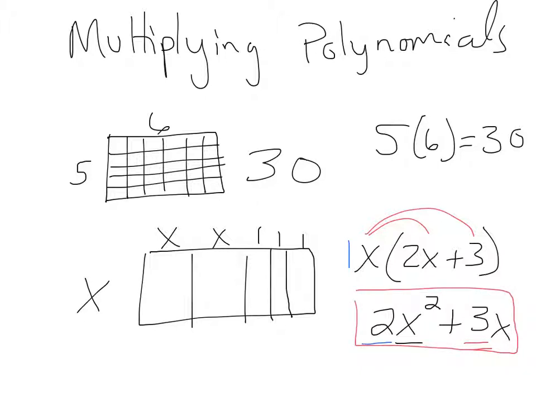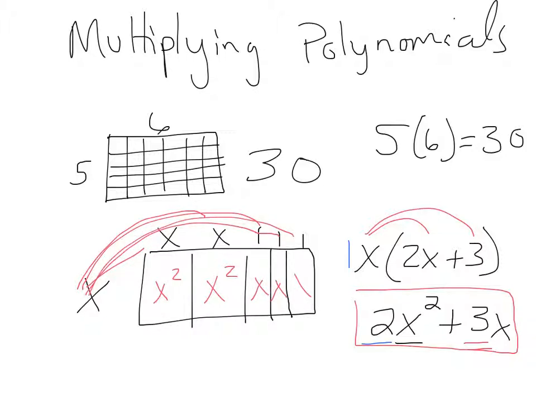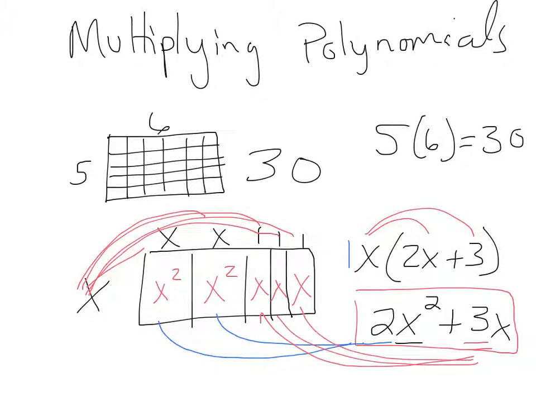Multiplying these, here's a visual representation. You've got x by x. That's x squared. Here's x times this x, which is x squared. Here's x times 1, which is x. Here's x times this one, which is x. And here's x times this one, which is x. So you can notice the 2 x squareds, and you can notice the 3 x's. However you want to think about it, it's okay with me.